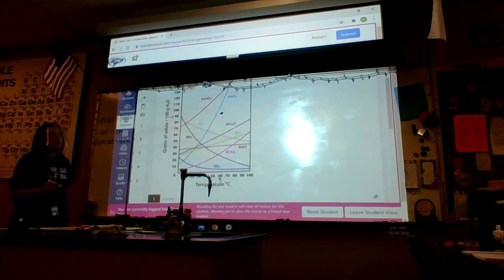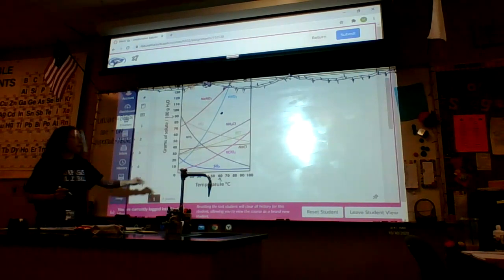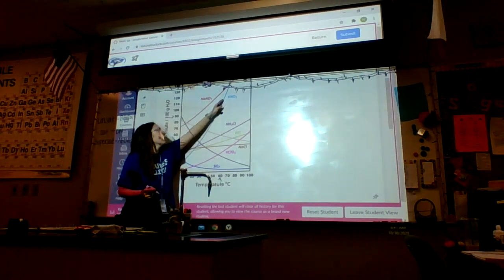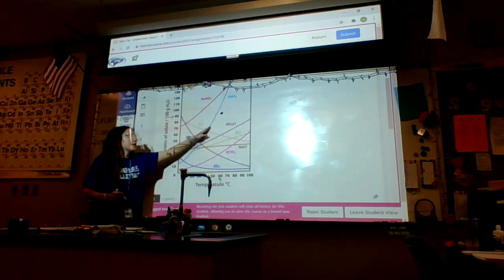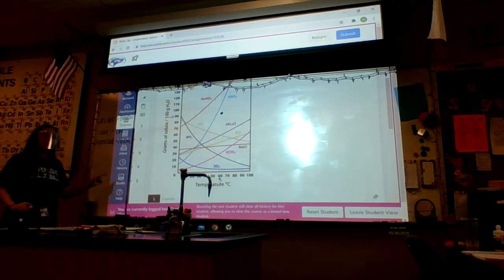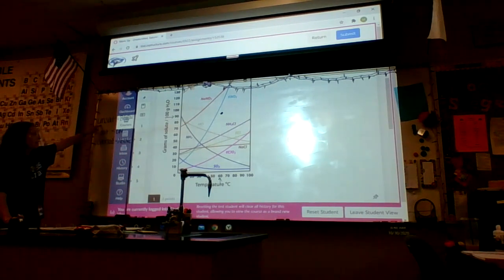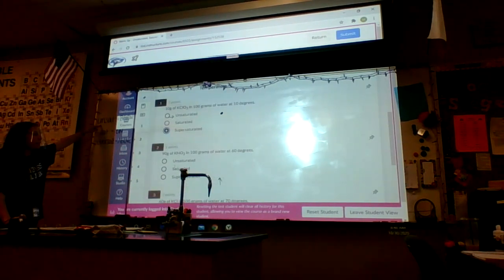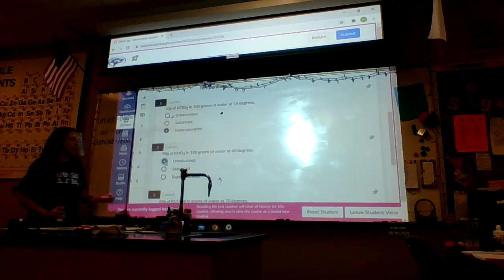All right. My line that it's talking about is KNO3. So this blue one here. Where's my dot compared to my line? Below it. So what's my answer? Unsaturated. If my dot is below, it's going to be unsaturated.